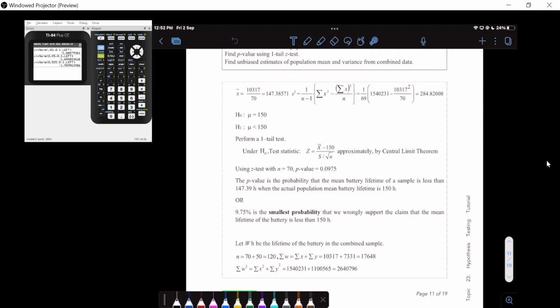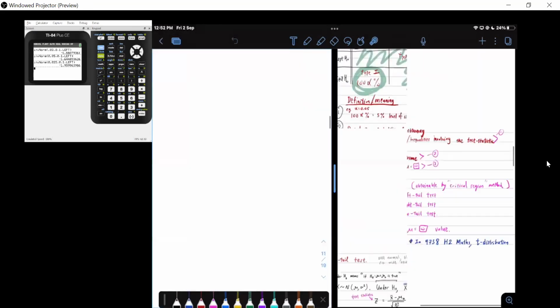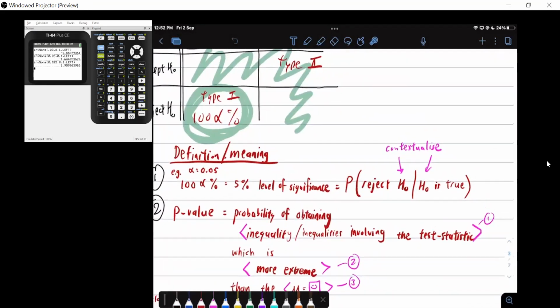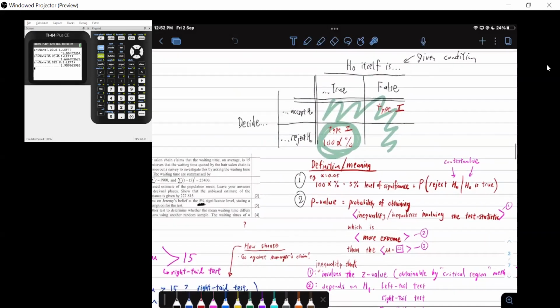What is a p-value? Okay, let me read out the definition of p-value for you. I'll write it down for you. I don't need to stress too much about this.